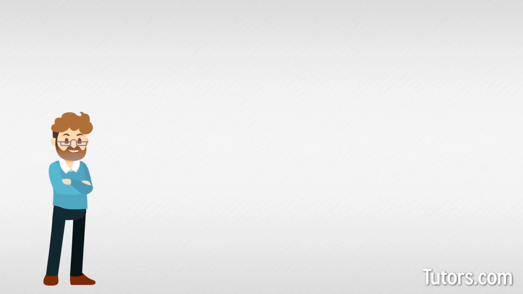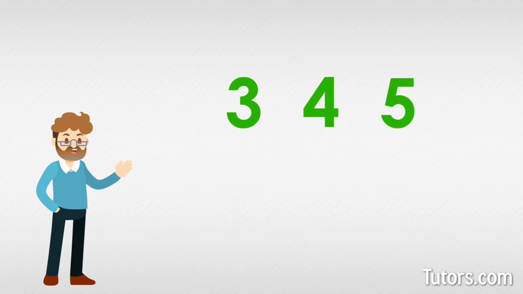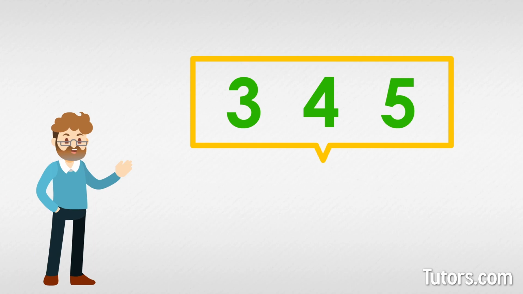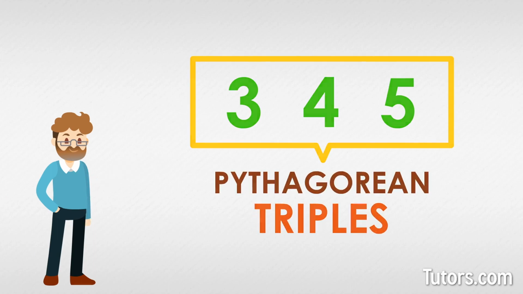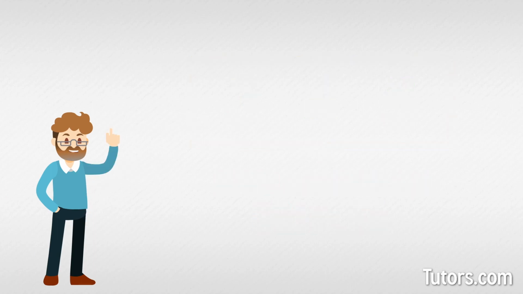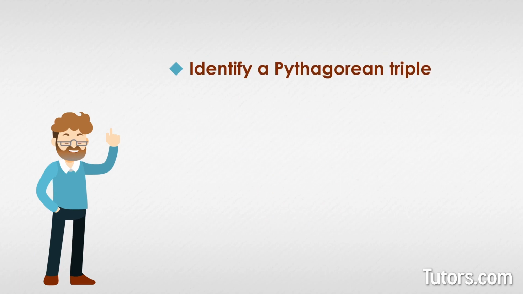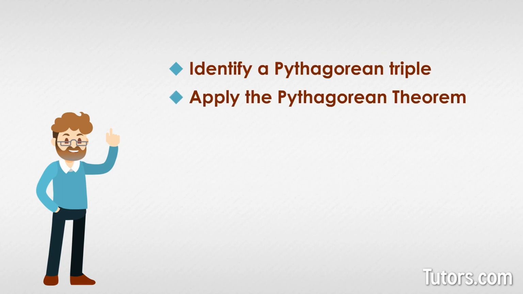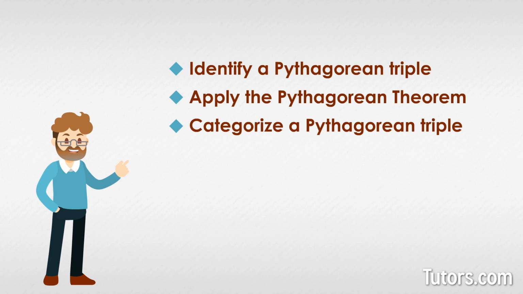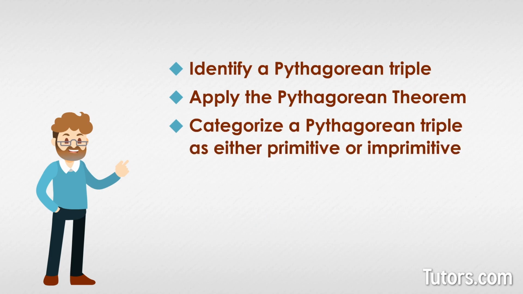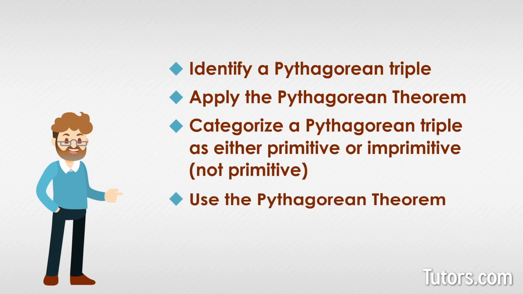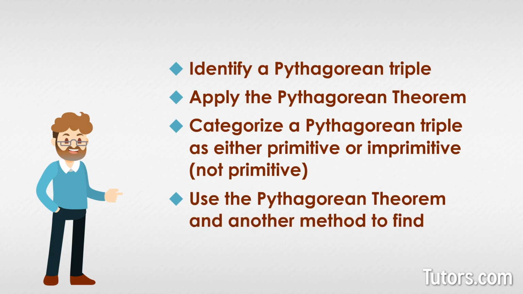Some numbers seem to work perfectly in the Pythagorean theorem, like 3, 4, and 5. Sets of positive whole numbers that work in the Pythagorean theorem are called Pythagorean triples. This video lesson will teach you to identify a Pythagorean triple, apply the Pythagorean theorem, categorize a Pythagorean triple as either primitive or imprimitive, not primitive, and use the Pythagorean theorem and another method to find Pythagorean triples.